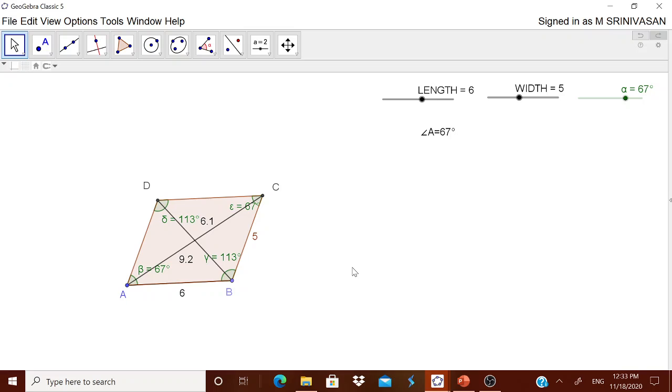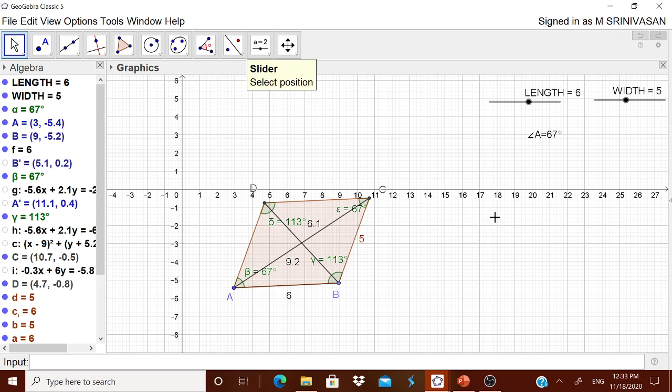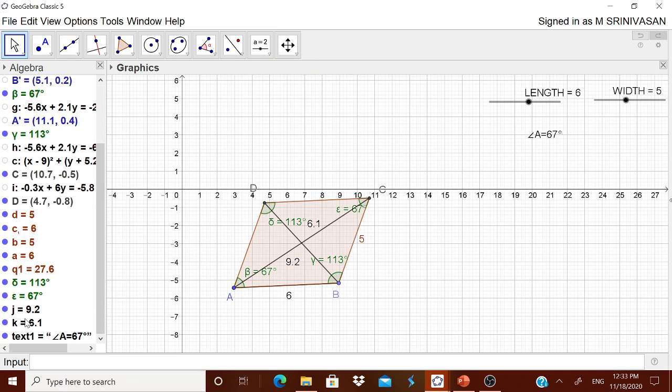Now you see, sometimes in certain parallelograms the diagonals are equal, but here the diagonals bisect each other. I will just show you one of them. Now you can show it to the children also. Let us see what is the variable fixed over here. I think 9.2 and 6.1, J and K. AC is J.